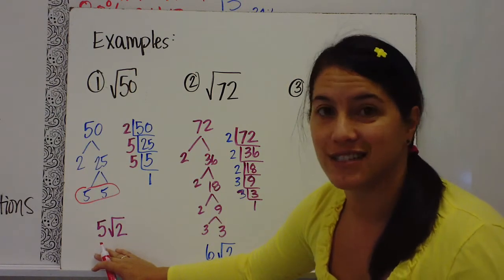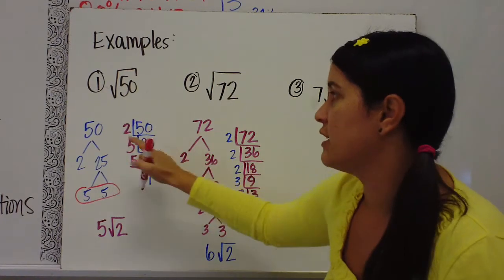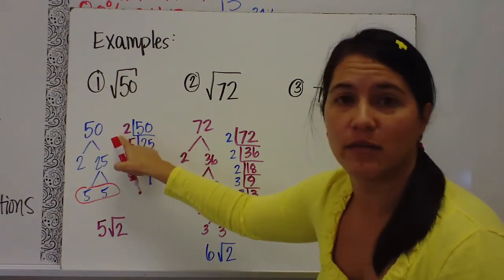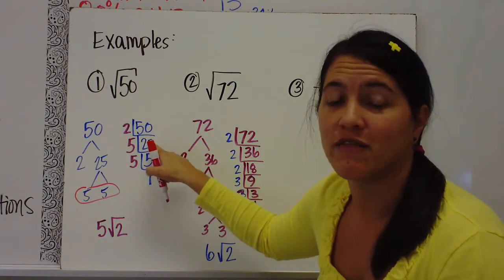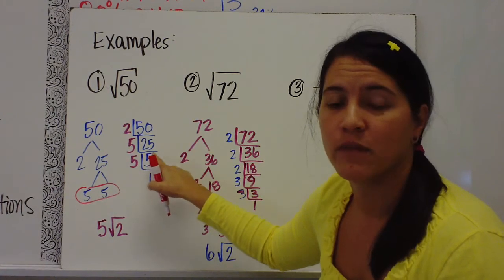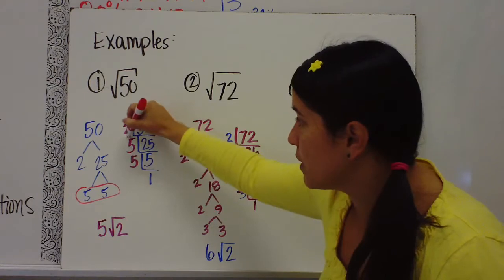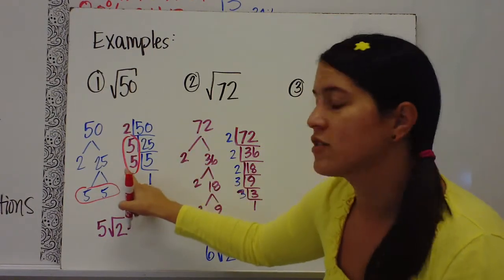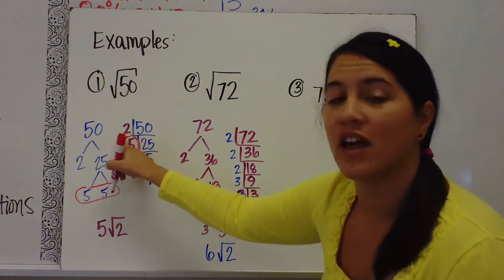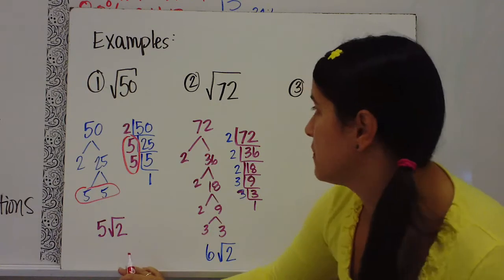Upside down division is the same thing, just looks different. You start with 50. You draw a line, and you divide it by the smallest prime number, 2. 50 divided by 2 is 25. We need to divide it by the smallest prime number. So 25 divided by 5 is 5. 5 divided by 5 is 1, and then we stop. You have to circle your pairs. So a 5 will come out of the radical, and whatever you have left stays inside the radical. So same thing, just 2 different methods.